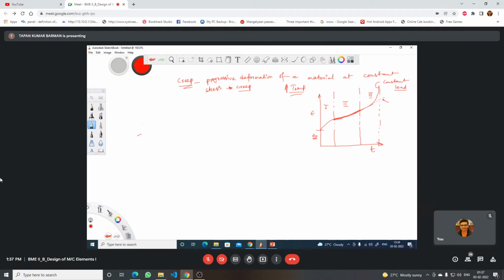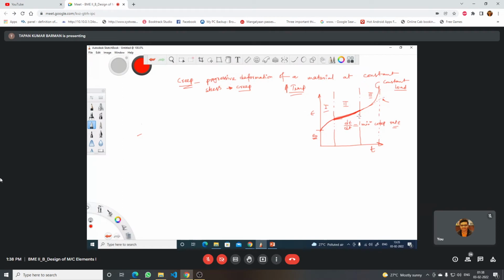Now, there are three regions. Primary, where you will get more strain. Then in this region, your strain is more or less constant, and we try to calculate strain rate, or also the creep rate, we call it minimum creep rate. And based on these, basically, we try to design the material under creep.